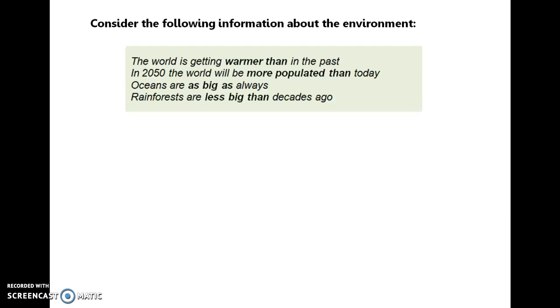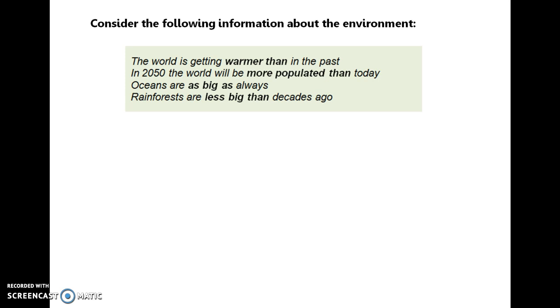Consider the following information about the environment. The world is getting warmer than in the past. In 2050, the world will be more populated than today. Oceans are as big as always. Rainforests are less big than decades ago.